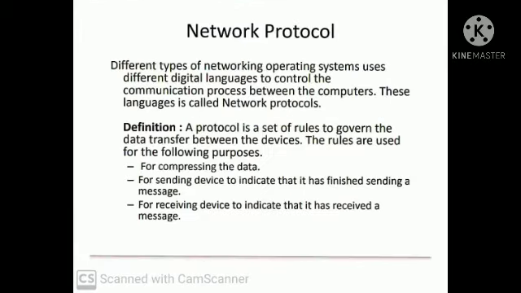Next one is network protocol. Different types of networking operating systems use different digital languages to control the communication process between the computers. These languages are called network protocol. A protocol is a set of rules to govern the data transfer between the devices. The rules are used for the following purposes. First one, for compressing the data, for sending device to indicate that it has finished sending a message, for receiving device to indicate that it has received a message.